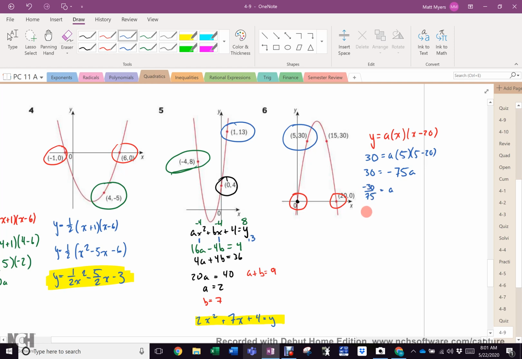Now, of course, we would simplify that because 15 goes into both of them. So a equals negative 2/5. And then, of course, I just fill it in again. Oh, I changed the color scheme. Sorry, everyone. Y equals negative 2/5 x squared minus 20x. Y equals negative 2/5 x squared plus 2 times 20 is 40 over 5 is 8. And there's your answer.